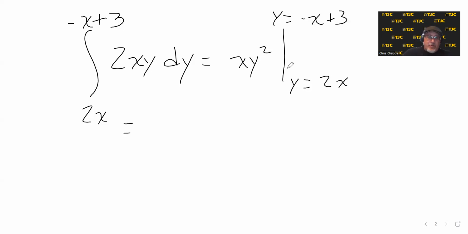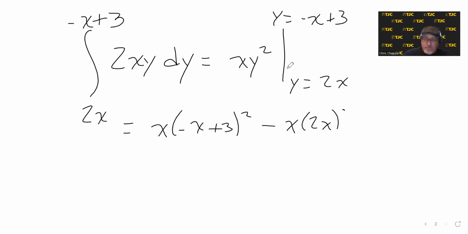Evaluating at the upper limit, if we let y equals negative x plus 3, we get x times (negative x plus 3) squared. Then evaluating the antiderivative at y equals 2x, we get x times (2x) squared. Now let's see what all this equals. If we square negative x plus 3, we get x squared minus 6x plus 9. Hope you didn't distribute that square.